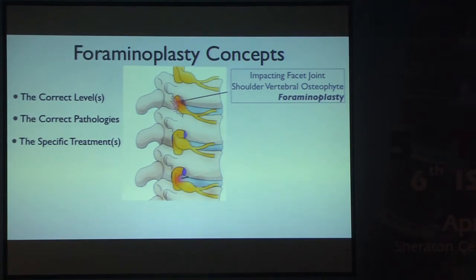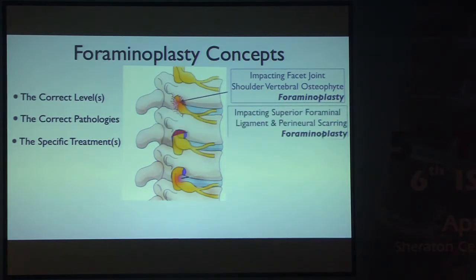So, in cases of lateral recess stenosis or foraminal stenosis, there's often a shoulder vertebral osteophyte. We can treat that by foraminoplasty. The superior foraminal ligament is impacting on the nerve and causing further scarring.